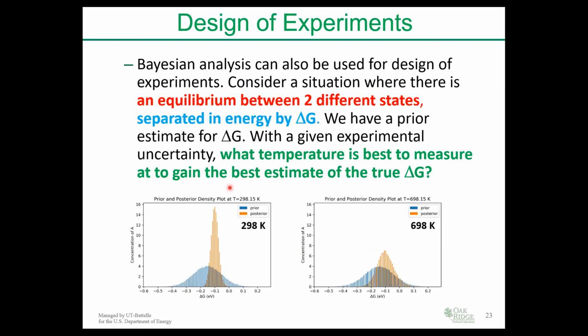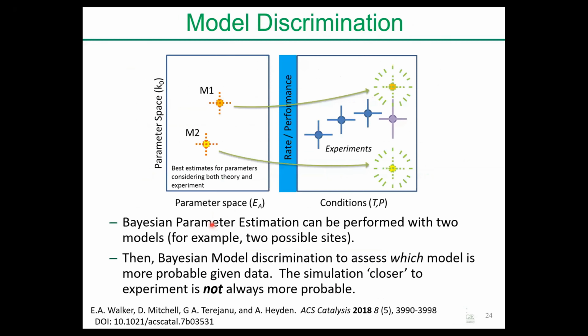So in this simple example, which we'll put into our publication that's going to be forthcoming, for these two temperatures, the 298 Kelvin temperature would be the better temperature to perform the experiment at because the distribution of the posterior in red is narrower, which means you get a more precise estimate of your parameter, with the same accuracy, at least in this example.